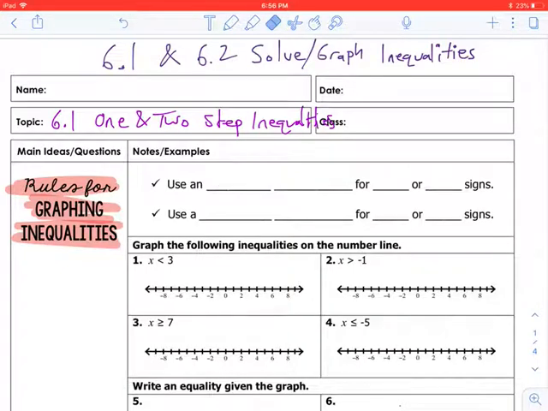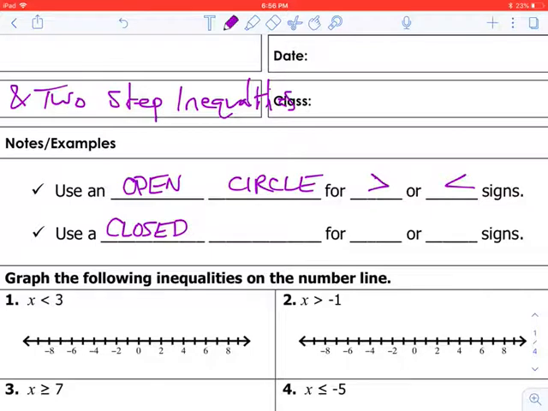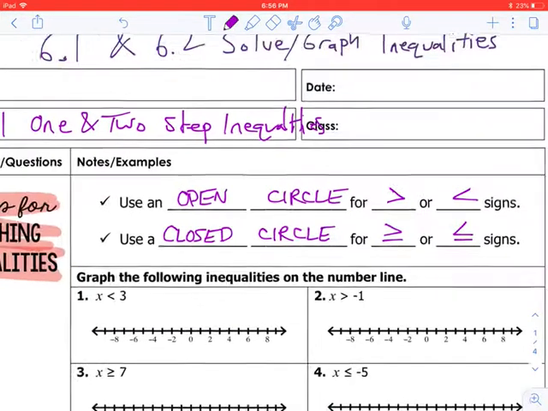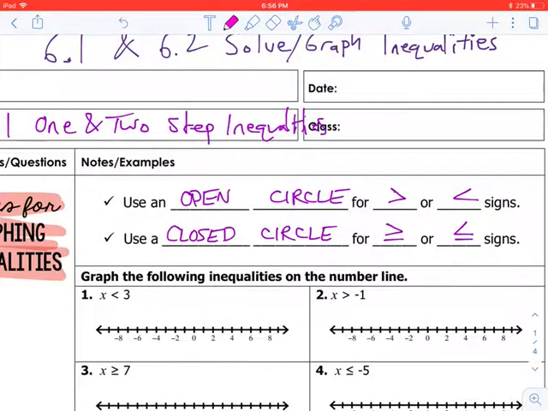I'm having a hard time writing, so let's try this again. So use an open circle for these types of signs. So that's greater than or less than signs. And then use a closed circle or a filled in circle when you use these types of signs. So greater than or equal to, less than or equal to. You use an open circle because it doesn't include that number, and you use a closed circle because it does include that number.